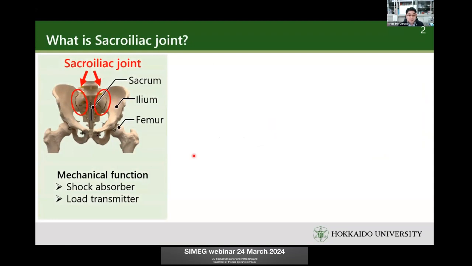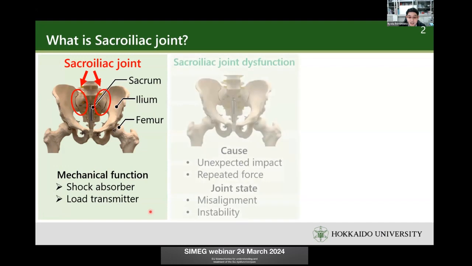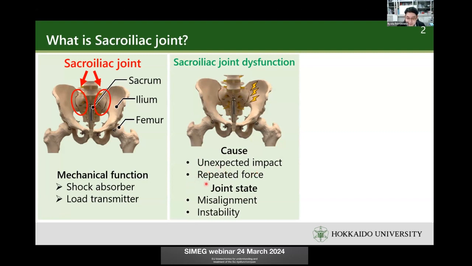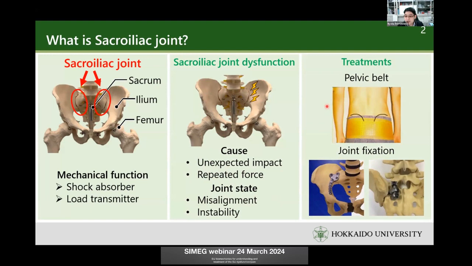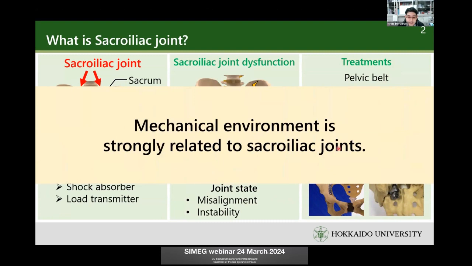Let's start my talk about the sacroiliac joint. Firstly, the introduction: as you know, the sacroiliac joint is located between the sacrum and the ilium. The mechanical function is a shock absorber and transmitter, as mentioned by Dr. Kurosawa. Sacroiliac joint dysfunction may be caused by unexpected impact or repeated force, and the joint state becomes misaligned and unstable. For the treatment, the severe option, the pelvic belt and joint fixation, is a famous option. I show the three components, and these come from the mechanical environment. So the mechanical environment is very strongly related to the sacroiliac joint.